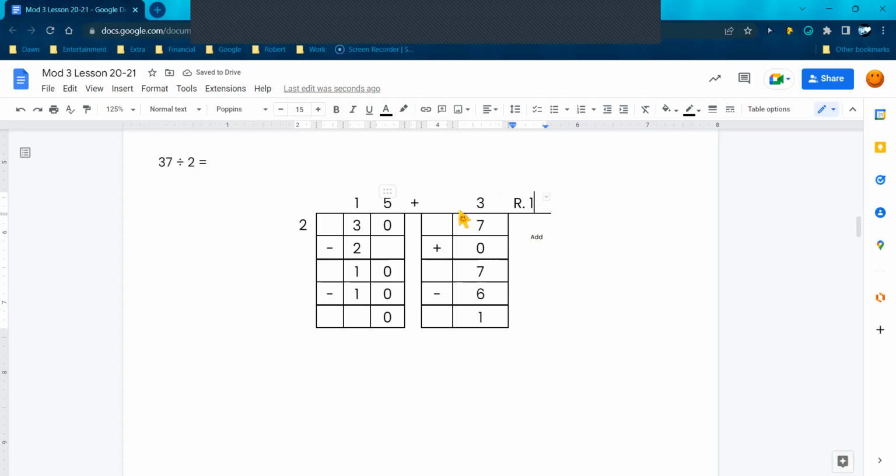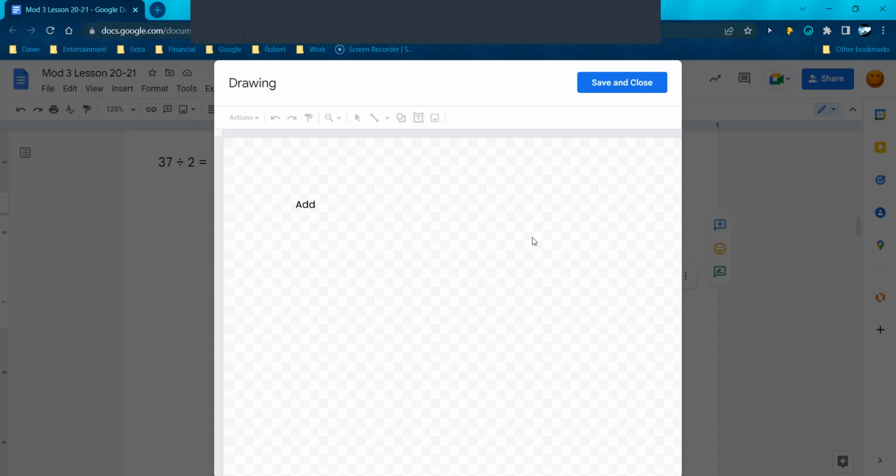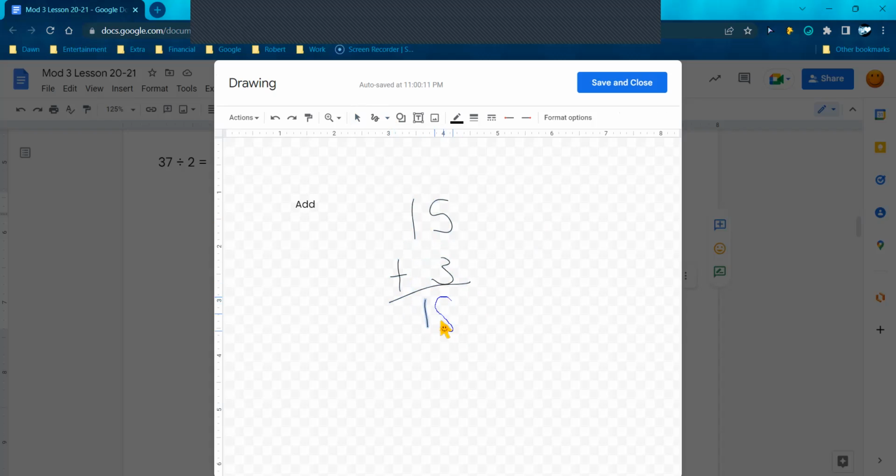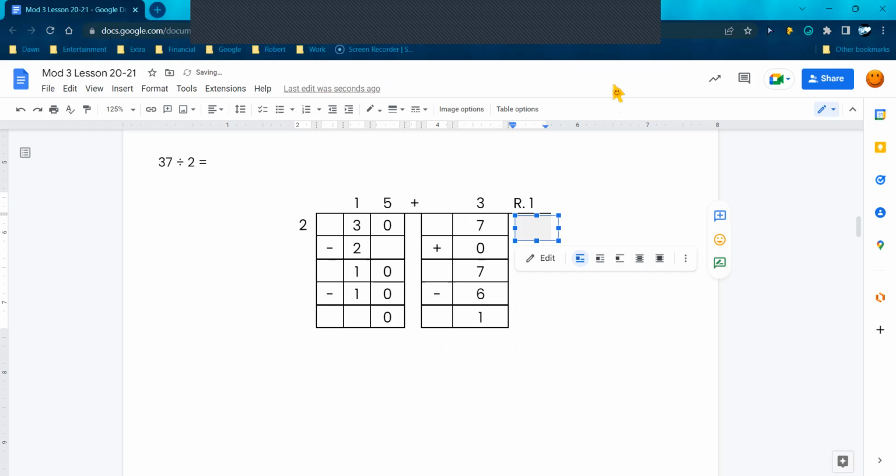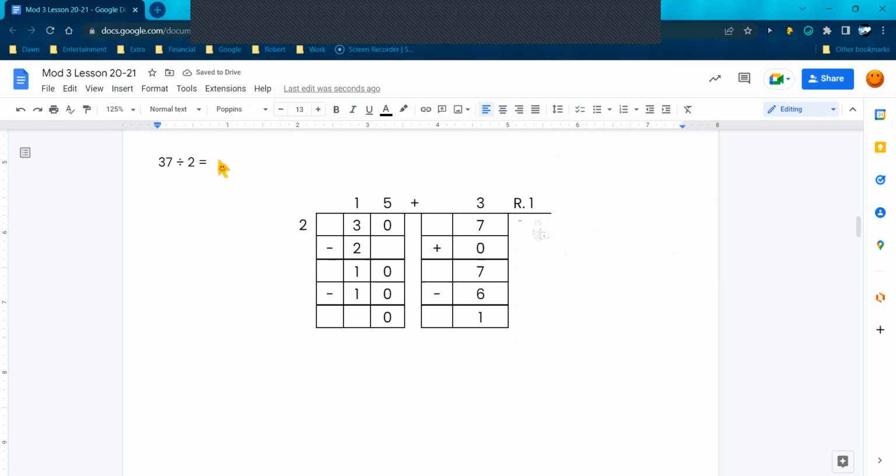Now I had to add the 15 plus 3. Either way you decide to do it, I'm doing this so that everyone knows that you can do it right here on our scribble pad, because you guys are getting really good at using our scribble pad. So we'll do 15 plus 3, which is 18. And I believe we had a remainder 1. And that remainder 1 stays like that. So I'm going to hit save and close. And then right over here, go 18, remainder 1.